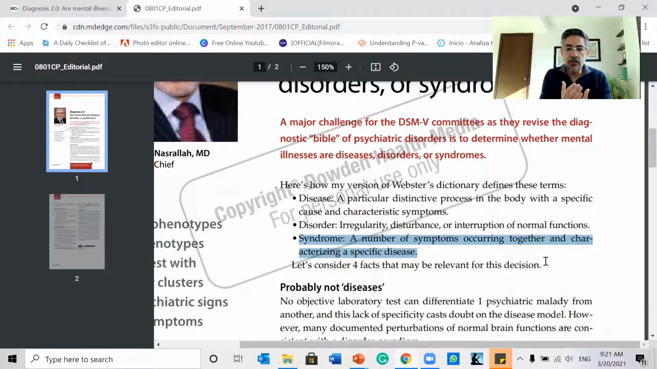Disorder, something is affecting or having an impact on the regular function of something. And then syndrome is this number of symptoms occurring together and characterizing a specific disease. So we can have syndromes in the disease, we can have disorders in the disease, and we can have the disease just by themselves. But we can also have disorders without talking about disease, okay?